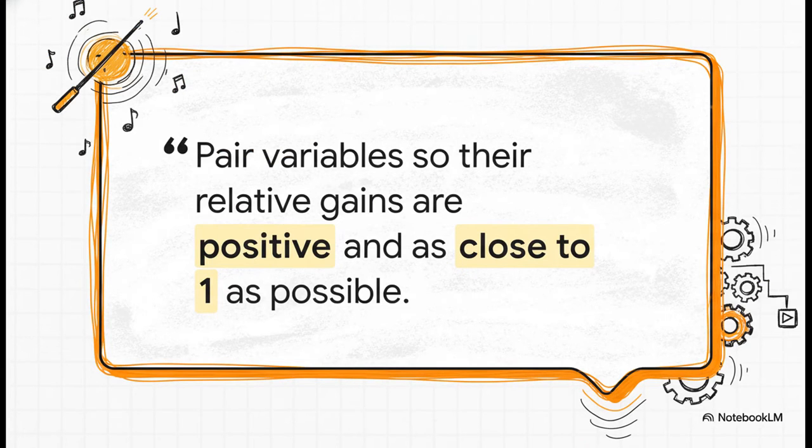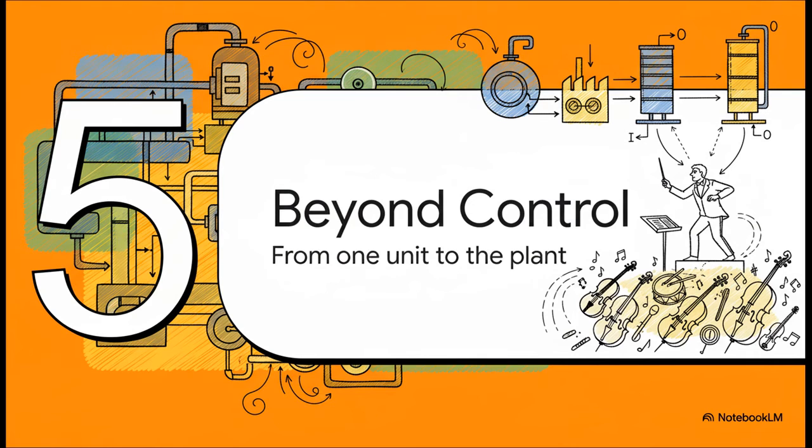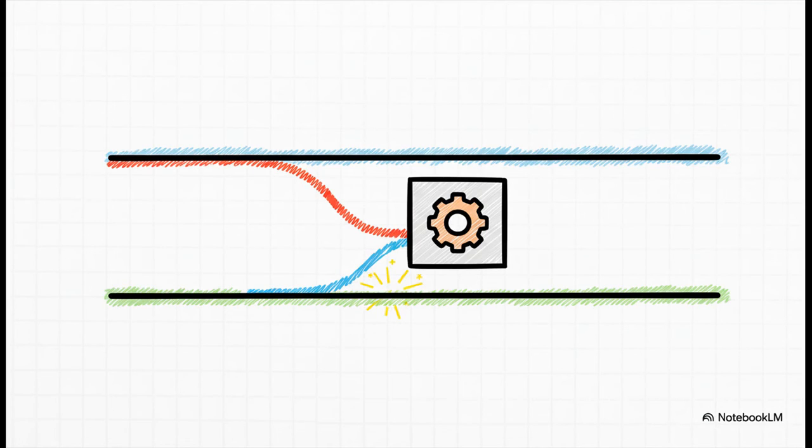So this all leads to a simple but really powerful rule from the inventor himself. You want to pair up your variables so that their relative gains are positive and as close to 1 as you can possibly get. It's just such an elegant solution to an incredibly messy problem. Now, this pairing strategy is fantastic for a single piece of equipment. But what happens when you zoom out? What about the entire plant, where everything is connected to everything else? Well, sometimes, even with the best pairing you can find, significant interaction is just unavoidable. It's just the nature of the process.